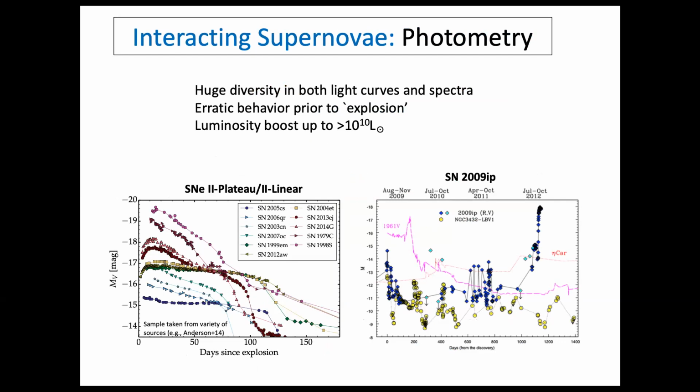Some of them are fainter, and we think that's just because the explosion energy is smaller. So the engine that produces the explosion does not operate as efficiently in all objects. But there's also these weird objects here that have much larger brightness, much larger luminosities. You have some extreme examples like this object 2009 IP. And this object is actually very peculiar in many ways.